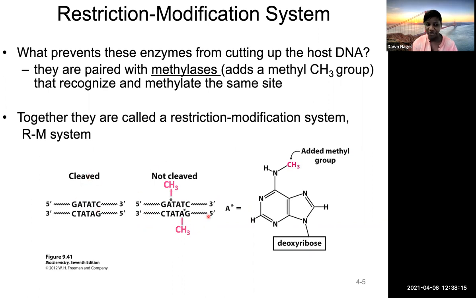However, in bacteria, these restriction enzymes are present with these methylases, and the DNA is methylated at these restriction sites within the bacteria. So the endonucleases cannot cleave if there's a methyl group added to this location. That's really how bacteria is able to distinguish between invading DNA and its own DNA, which is not cleaved and not chewed up, okay?